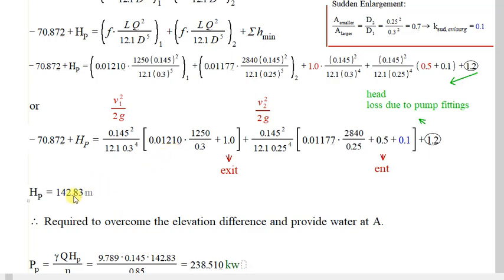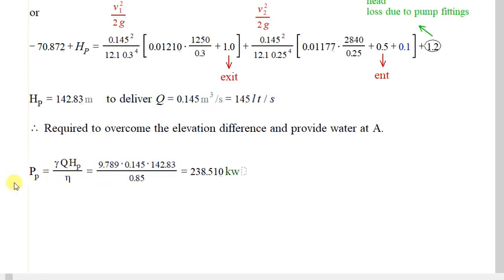So for example, this one is too much, but because of the discharge, to deliver a Q equal to 0.145 cubic meters per second. It's too much because it is equal to 145 liters per second. Okay, required to overcome the elevation errors and provide water at. Anyway, so coming to power now.